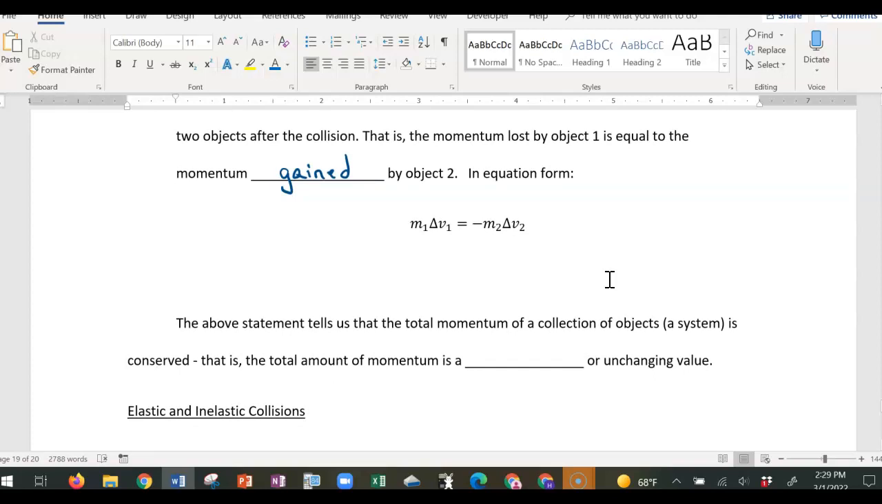This statement, which we just saw above, tells us that the total momentum of a collection of objects, in other words a system, is conserved. That is, the total amount of momentum is a constant or unchanging value.